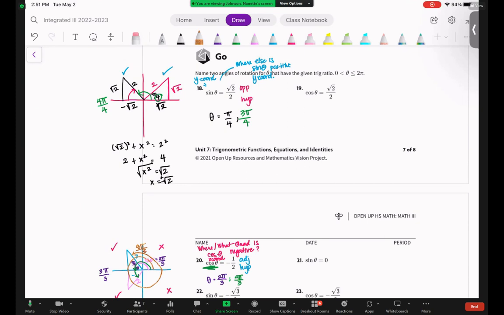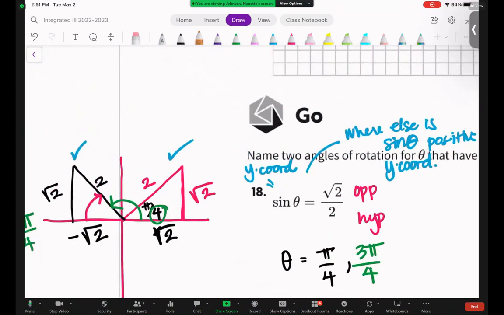Yeah, you have to find all the triangles. Like for this one, you had to find all the triangles whose opposite is positive square root of 2, who has a hypotenuse of 2, right? So the only places that sine is positive is in those upper quadrants. So that's why it looks like that.